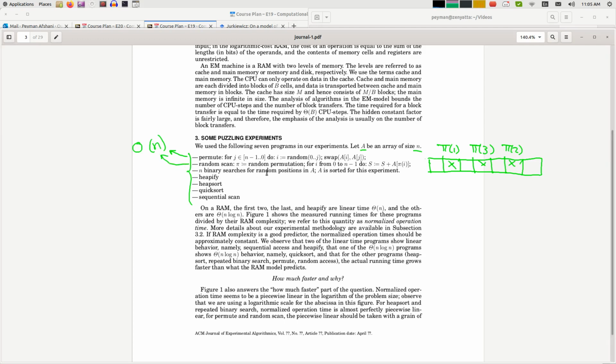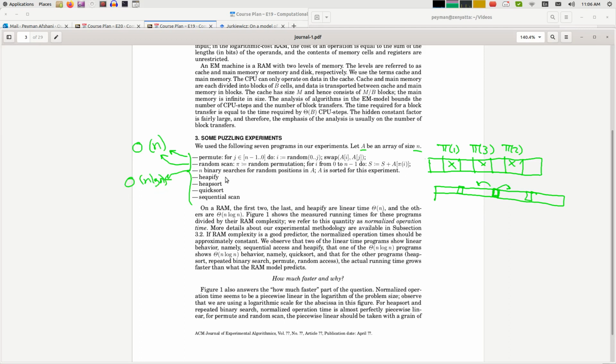Then you have n binary searches for random positions in A, and A is sorted. So in this case, we start with a sorted array. If you remember, with a sorted array you can think of it as a binary search. You have the middle point. You first compare your random position to this. If it's smaller, you go here. If it's bigger, you go there. Then you compare it to the middle of this part, and so on. Each binary search should take log n time, so n binary searches should take O of n log n.